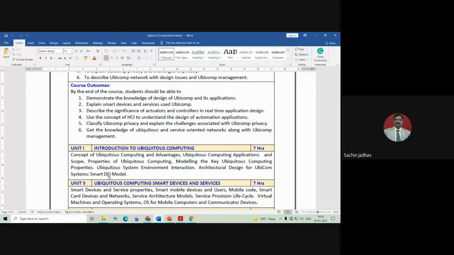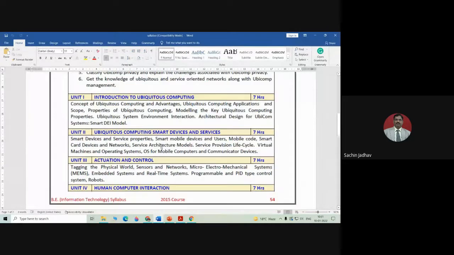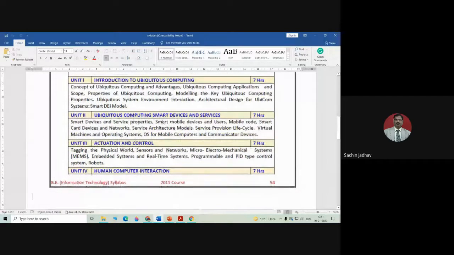We'll discuss in detail what is the role of devices, the role of environment, and the role of interactions in this smart DEI model of Ubicomp systems, which is also called architectural design for Ubicomp systems. So we'll discuss that in detail. That is unit number one. Unit number two, you can see here, is ubiquitous computing and smart devices.